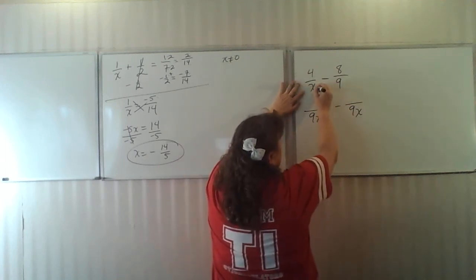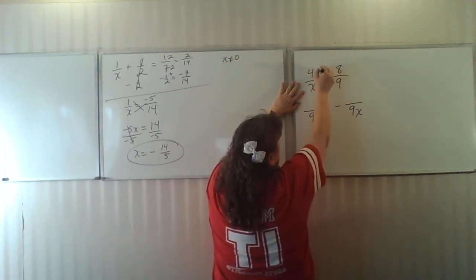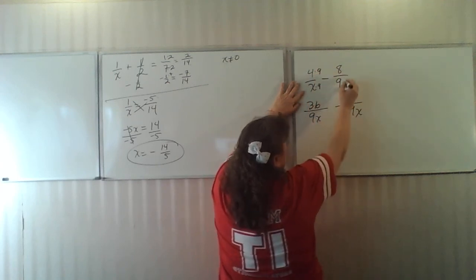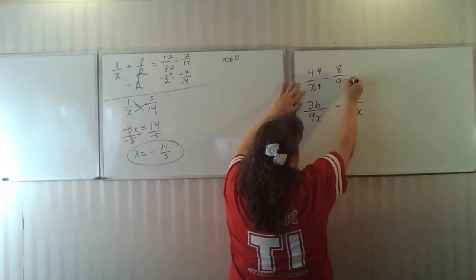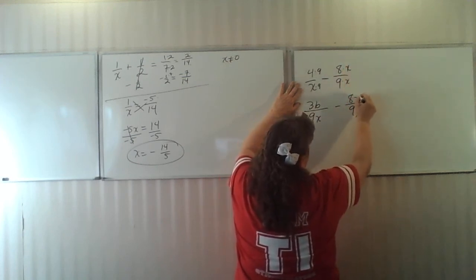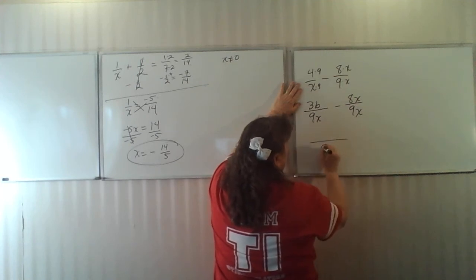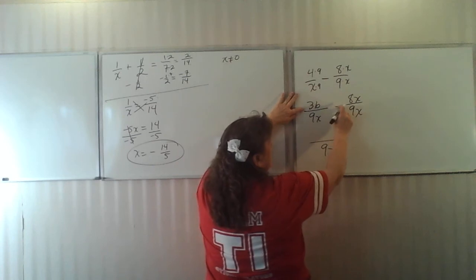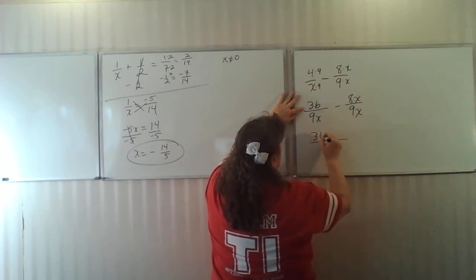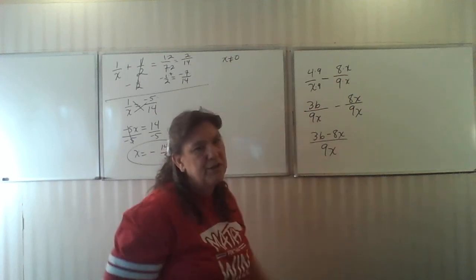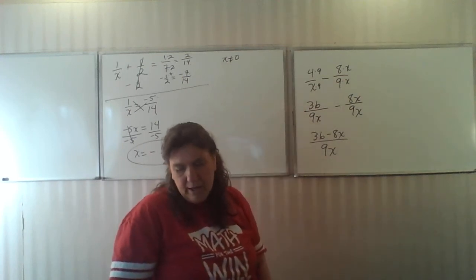So 9 times x here gives you 9x, so we'll have to multiply 4 times 9 to get 36. 9 times x here is 9x, so we'll have to multiply that by x, and we get an 8x. Therefore, 9x is my common denominator. You just write it. 36 minus 8x is all you can do. So you're going to end up with an expression on top when you have that kind of a fraction.